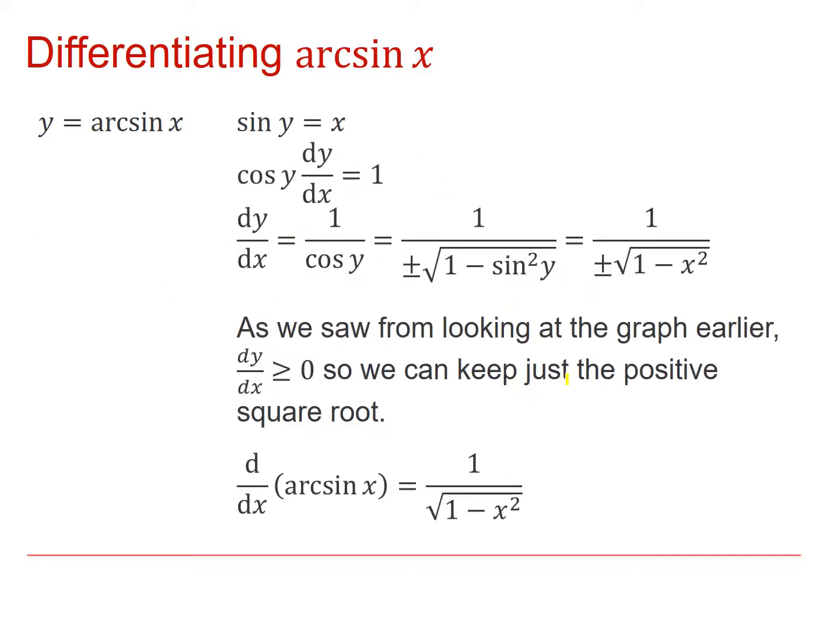There's the working tidied up. So this is switching the function round, differentiating implicitly, rearranging that and working it back as a function of x. That's where we use the fact that dy by dx is always positive, and then I get my final result.